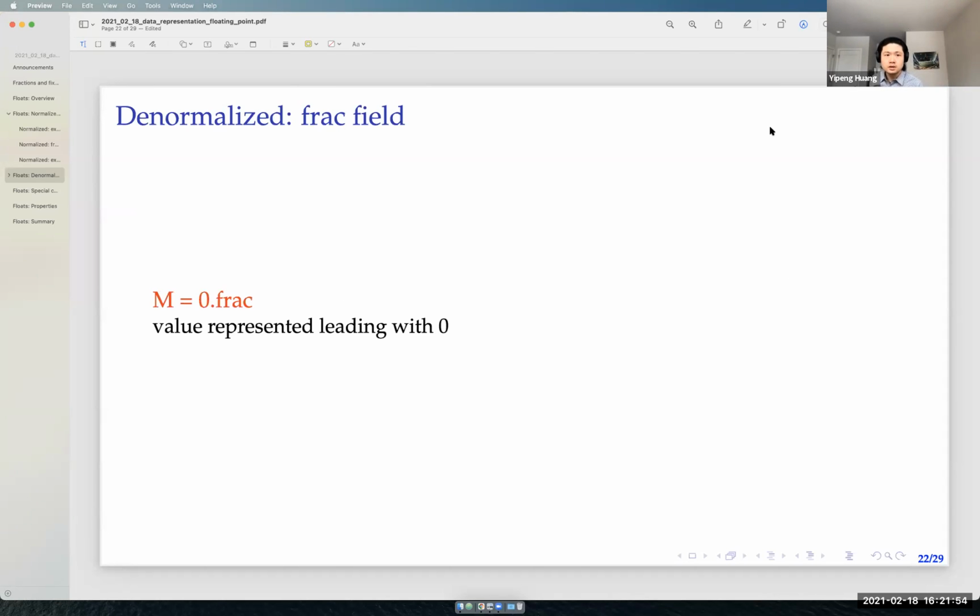The rules are different here in that, to encode the mantissa, we're not going to have an implied leading one. The rule here is we make it so that the leading digit is 0 and then immediately followed by the fraction. Okay, so these are the slightly different rules for denormalized floating point numbers. Any questions up to this point?